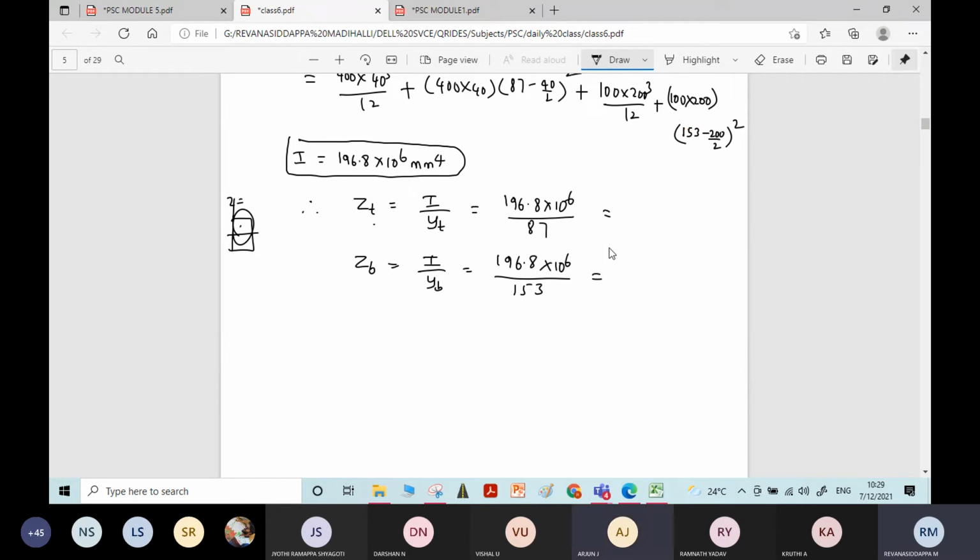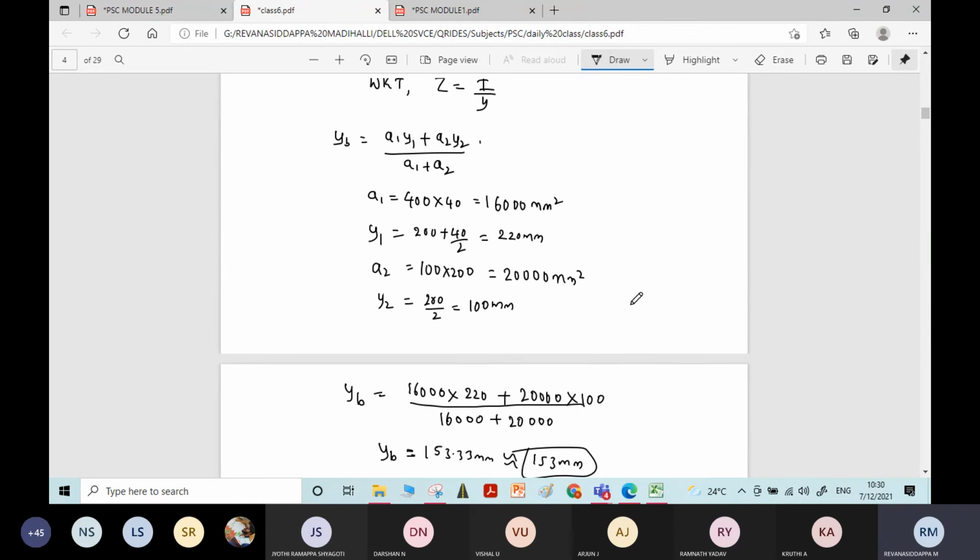1.28 into 10 power 6, yes. 1.26 into 10 power 6 mm cube. Here, ZB is 2.26 into 10 power 6 mm cube. Okay.